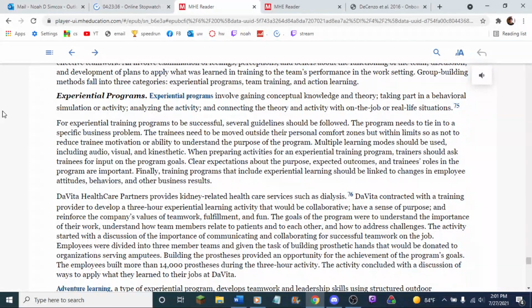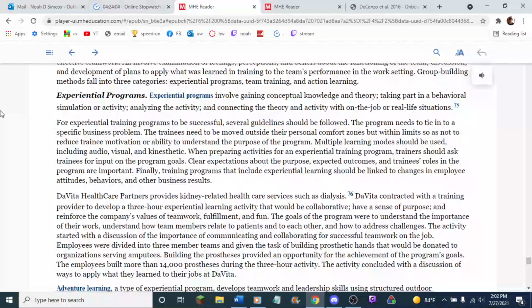Experiential programs involve gaining conceptual knowledge and theory, taking part in a behavioral simulation or activity, analyzing the activity, and connecting the theory and activity with on-the-job or real-life situations.